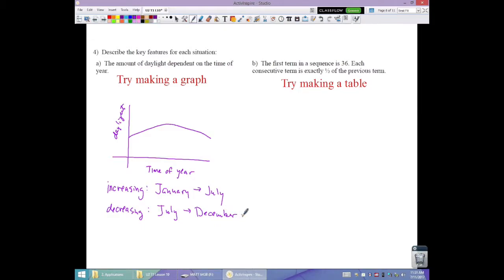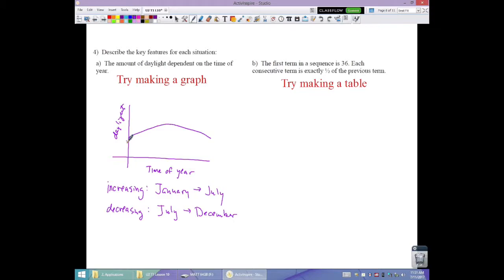Now, there are no x-intercepts. You would never get down to having 0 hours of daylight. There is a y-intercept. I don't know what exactly that number would be, but it would stand for the hours of daylight on the shortest day of the year, the least amount of daylight hours you had at all.